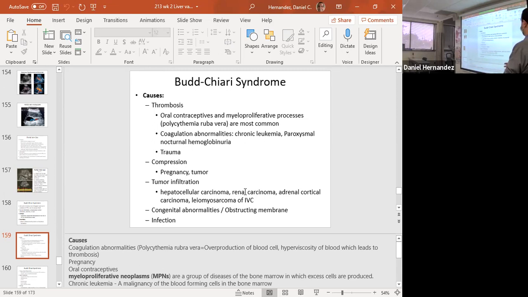Additional causes of thrombus could also potentially be trauma. Could be compression of the IVC, due to pregnancy or from tumor. Other causes could be tumor infiltration, so from hepatocellular carcinoma, renal cell carcinoma, adrenal cortical carcinoma, leiomyosarcoma of the IVC. Or we could have our primary causes, which include congenital abnormalities or an obstructing membrane, potentially also infection as well.